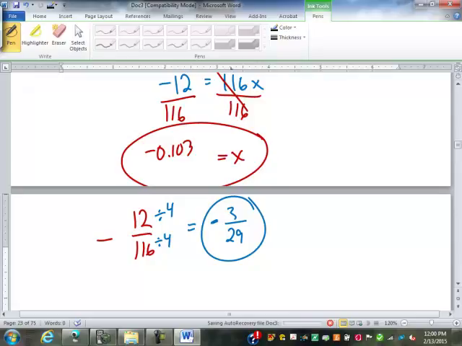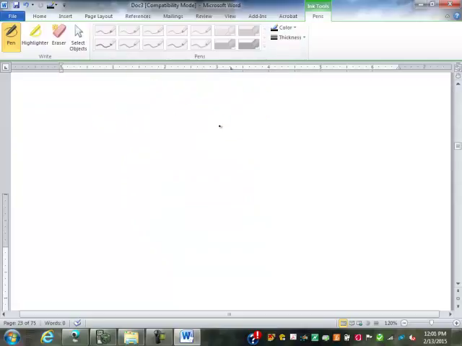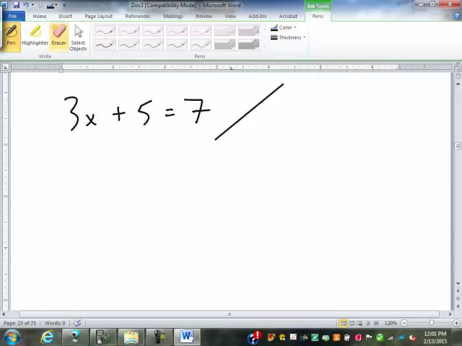Okay, so enough for solving equations. Our next step, we need to be able to manipulate these equations without numbers in them. So we've looked at a lot of equations like this. 3x plus 5 equals 7, or whatever.